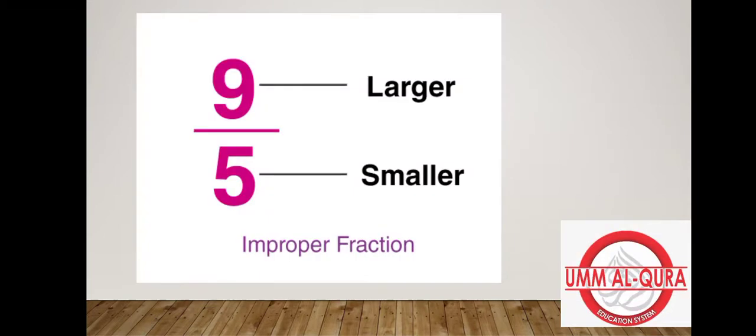So here is the example of improper fraction. As you can see, a fraction has two parts, the upper and the lower part, or the top and the bottom. So the upper part is called the numerator and the lower part of the fraction is called the denominator. So as you know, if the numerator is larger than the denominator, it is called an improper fraction.